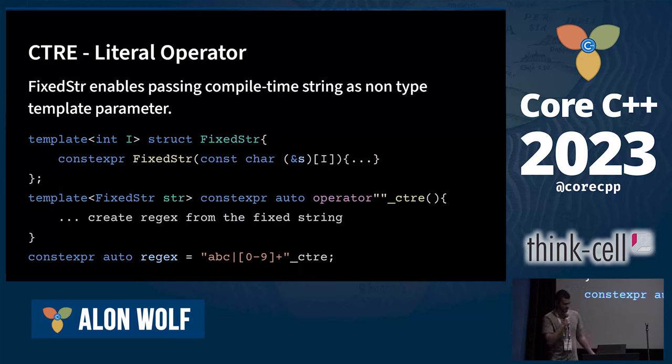The CTRE literal operator uses a helper class, fixed string, that is just a wrapper around a fixed size array. Because a fixed string has a constexpr constructor, we can pass the string as a non-type template parameter and have this expressive syntax. Look how much easier it is compared to the Boost MetaParse macro in C++11.